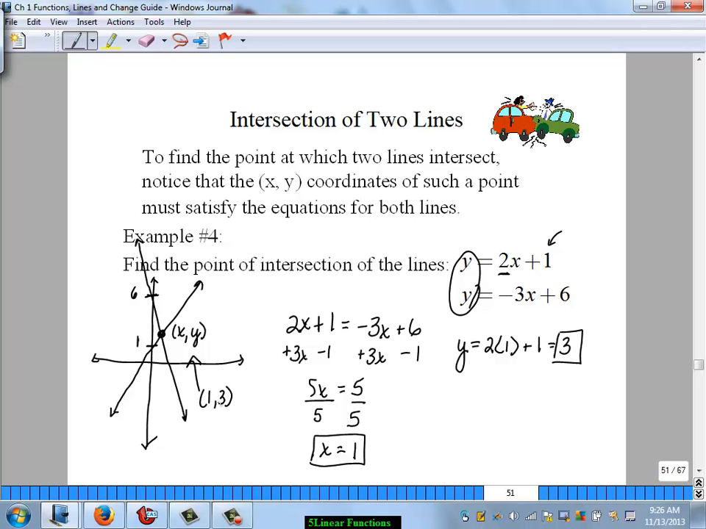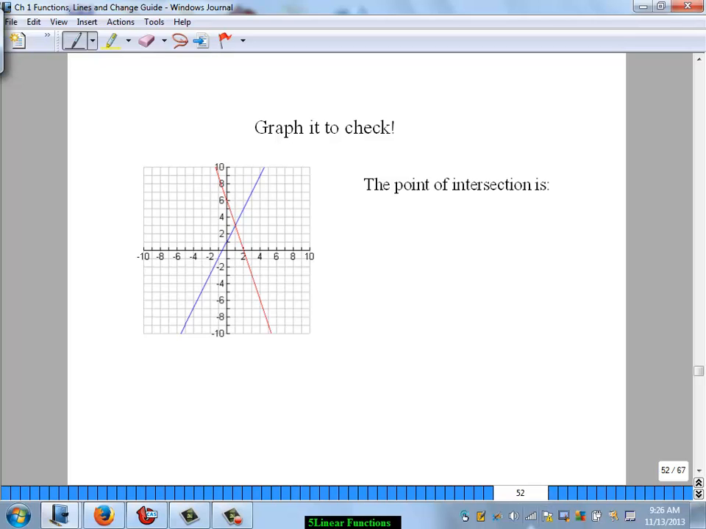You can check it by looking at it. Now I actually graphed these here so you can see the point (1, 3) is really where it crosses. Okay, so I wanted you to see that.